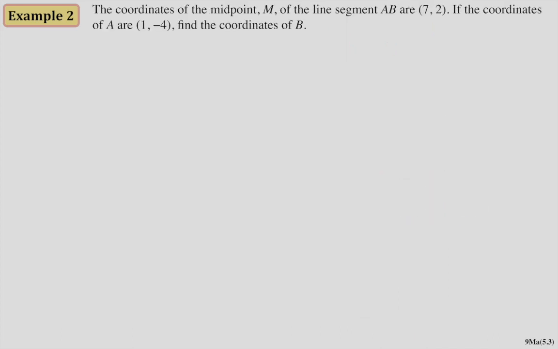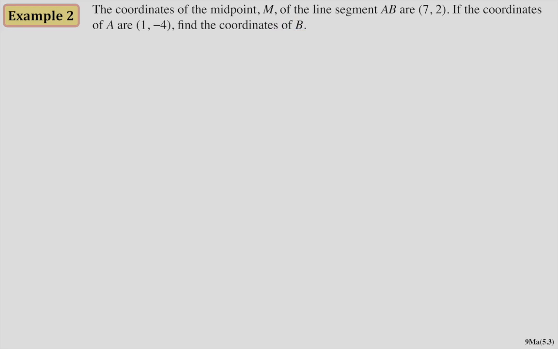That's fine. Let's try it again. Now this is a bit different. In this question, the coordinates of the midpoint are (7, 2). So that's the point that's in the middle. One of the end points we'll call A. That's our point there. And this point, point B, is at the other end. We want to find out what it is.